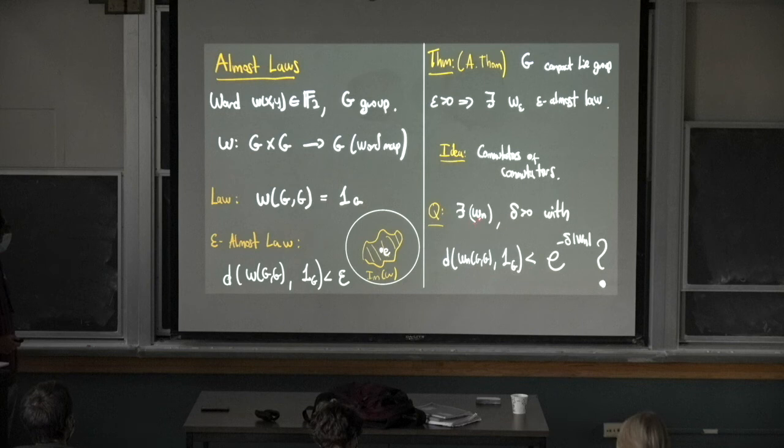So, can you find a word such that always when you apply it to the group, you're exponentially close to the identity? This question was what led us to give a proof of the arithmetic Margulis lemma.